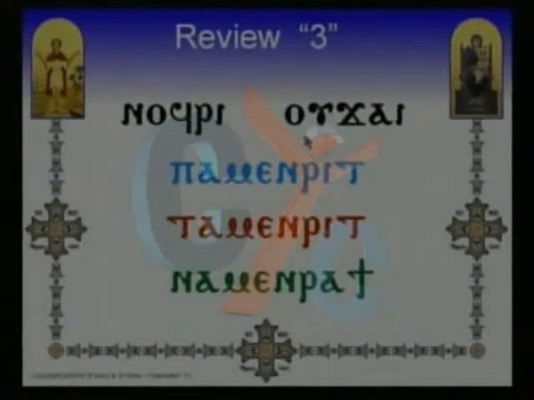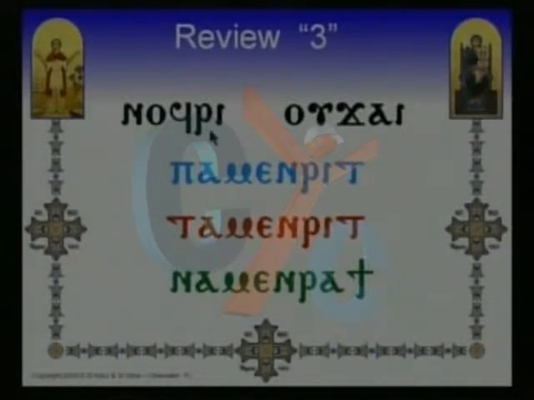And these are the words that we took, and we're going to review them briefly now. Nofri means high, and Ugai means by. And these three words here mean my beloved: for the masculine, if you are talking to a boy or a man, it's Pam and Rit. If it is a girl, it is Tam and Rit. If it is for plural, a group of people, you're telling them, my beloved, it's Nam and Rati.